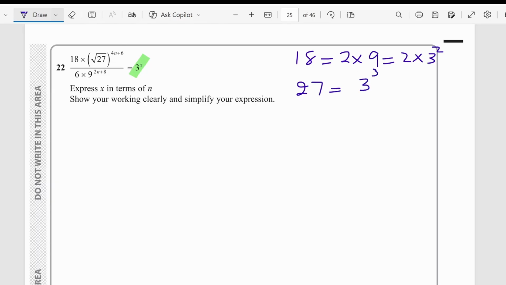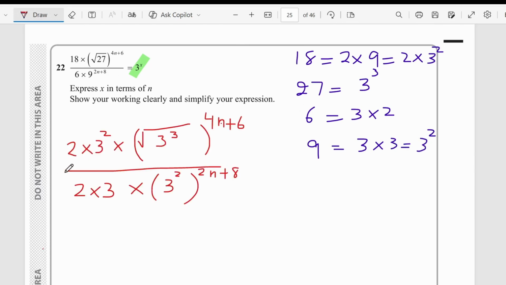If we take 6, we can write it as 3 times 2. If we take 9, it would be 3 times 3, that is 3 squared. So we are going to replace all these values in place of 18, 27, 6 and 9. If we replace them, 18 becomes 2 times 3 squared, then 27 becomes 3 raised to power 3, then 6 becomes 2 times 3, then 9 becomes 3 squared, and there are whole raised to powers.